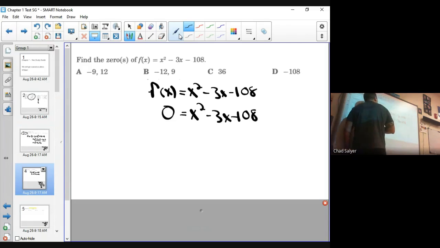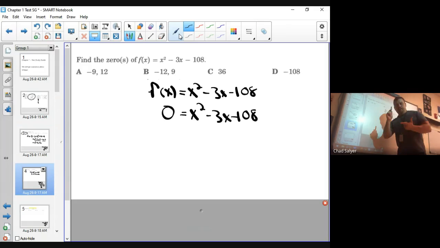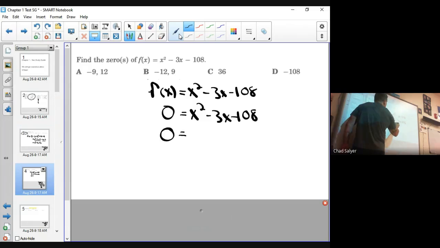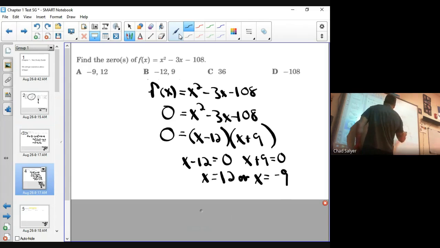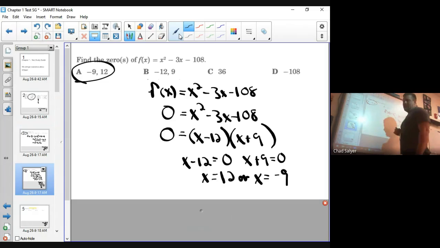Because this is a quadratic, there's 4 strategies we could employ. We could graph, we could factor and use the zero product property, we could complete the square, or we could use the quadratic formula. I'm going to factor and use the zero product property here. So I need 2 numbers that add up to -3 and have a product of -108. So that's going to be x minus 12 and x plus 9. So zero product property. I set both of those factors equal to 0, and I get x equals 12 or x equals -9, which corresponds to A as in alpha.